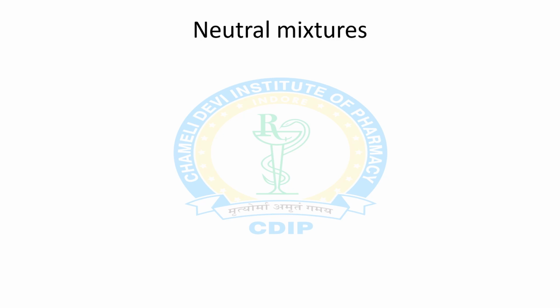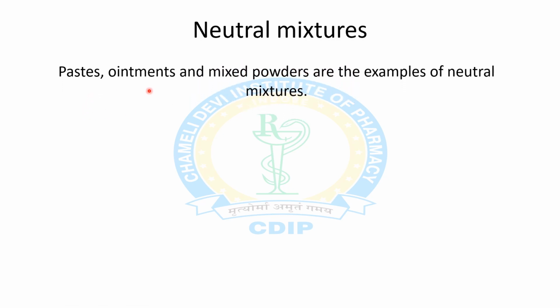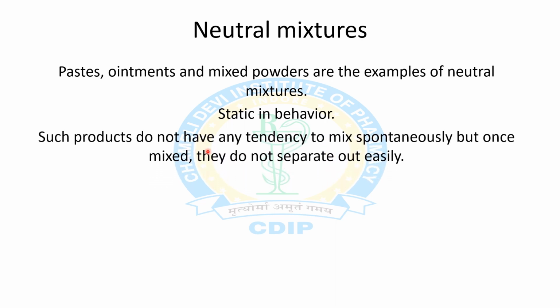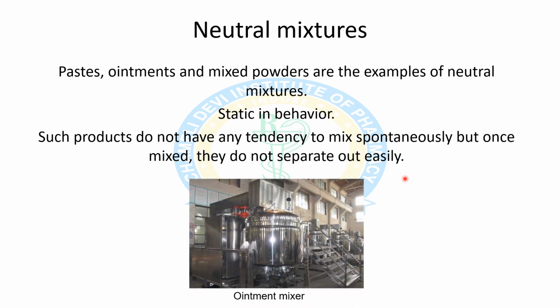Now the third type of mixture is neutral mixtures. The pastes, ointments and mixed powders. These are the examples of neutral mixtures. And they are static in behavior, which means that their form cannot be changed. They are fixed and stable. And such products do not have any tendency to mix spontaneously, but once mixed, they do not separate out easily. So in the formation of paste and ointments, when we mix ingredients together, they cannot be separated out easily. So these are called the neutral mixtures. These are the ointment mixers which are used in the industry.